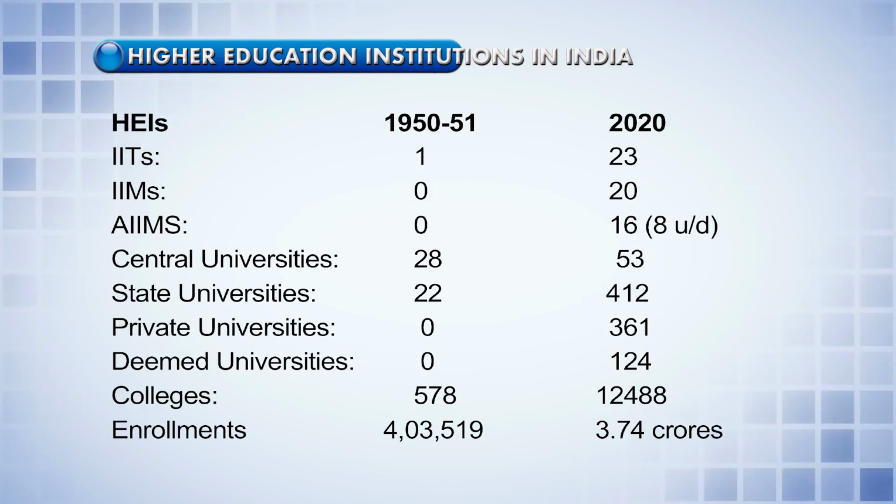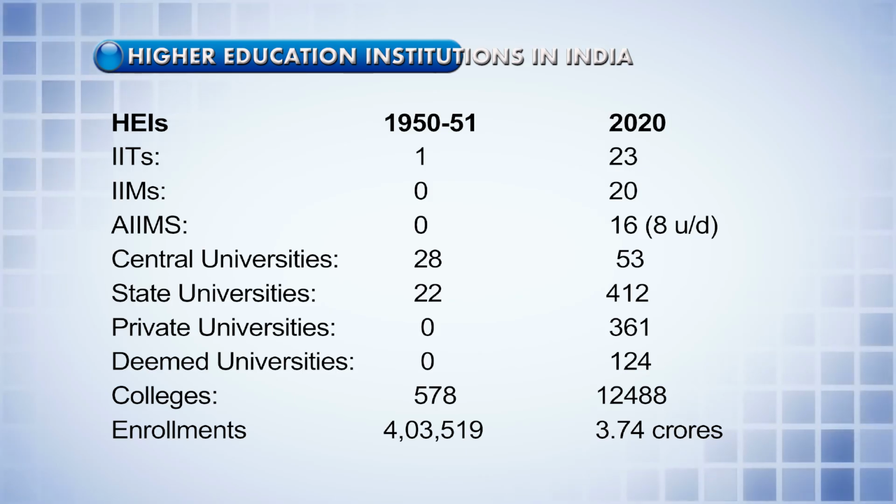If we look at this table, you will see how the education system of India has grown over a period of time after the independence. In 1950-51, there was just one IIT in India at Kharagpur, and now we have 23 IITs in 2020. There was no Indian Institute of Management around that time, and now we have 20 IIMs. There was no AIIMS, because the first AIIMS, if I recall, was established in 1956. Now we have 16, and 8 more are under development. Instead of 28 central universities, now we have 53 central universities. In place of 22, we have 412 state universities.